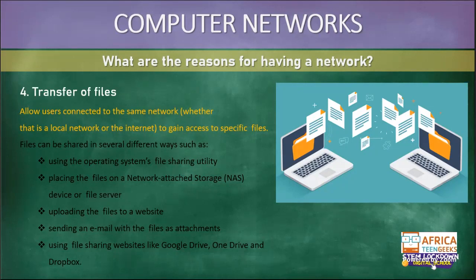So files can be shared in several different ways, such as number 1, using the operating system's file sharing utility, number 2, placing the files on a network attached storage (NAS) device or file server. And then number 3, uploading the files to a website. You can share them on a website. Number 4, sending an email with the files as attachments, right? And then using file sharing websites like Google Drive, OneDrive, and Dropbox, right?